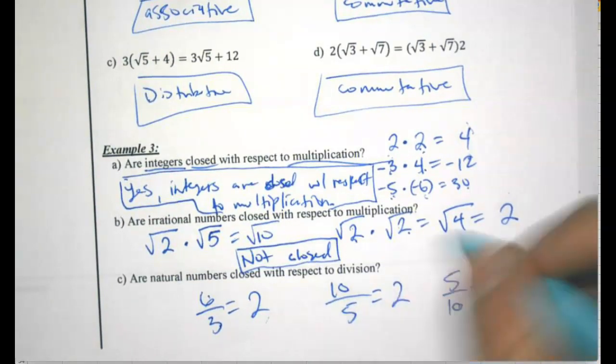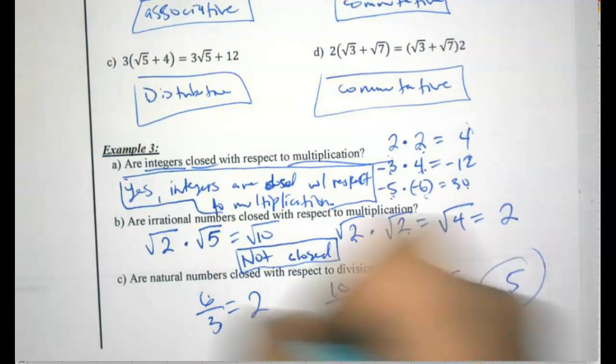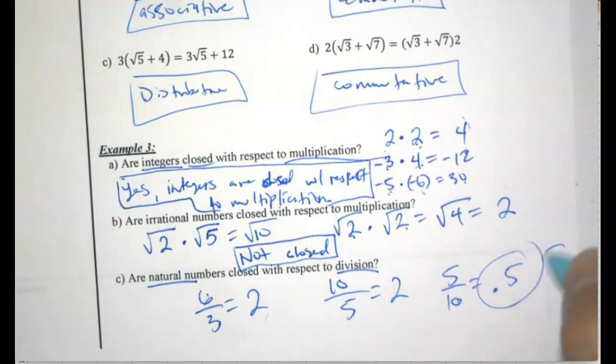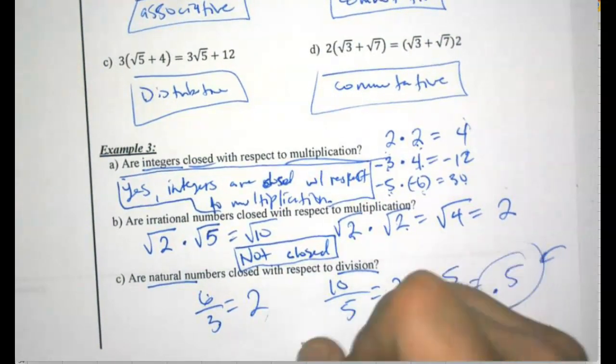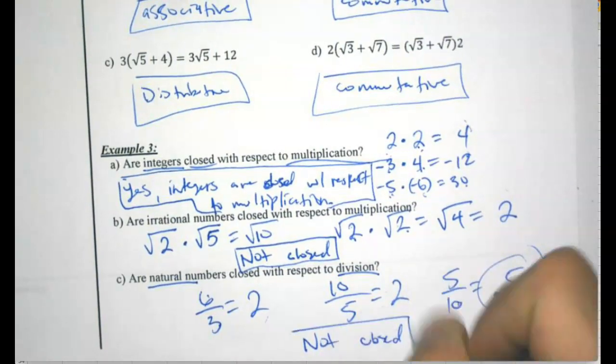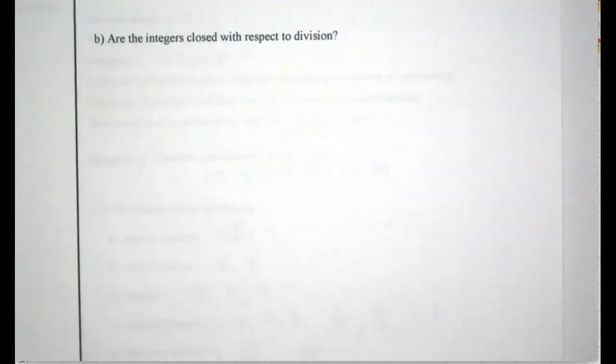So again, try to process what it's saying. If you take 2 natural numbers and divide them, will the answer always be natural? Well, nope. There's my example. So let's just say not closed, and of course, it's saying that natural numbers are not closed when you divide. So use at least 3 examples to show these. If you're going to say they are closed, definitely check at least 3 times.